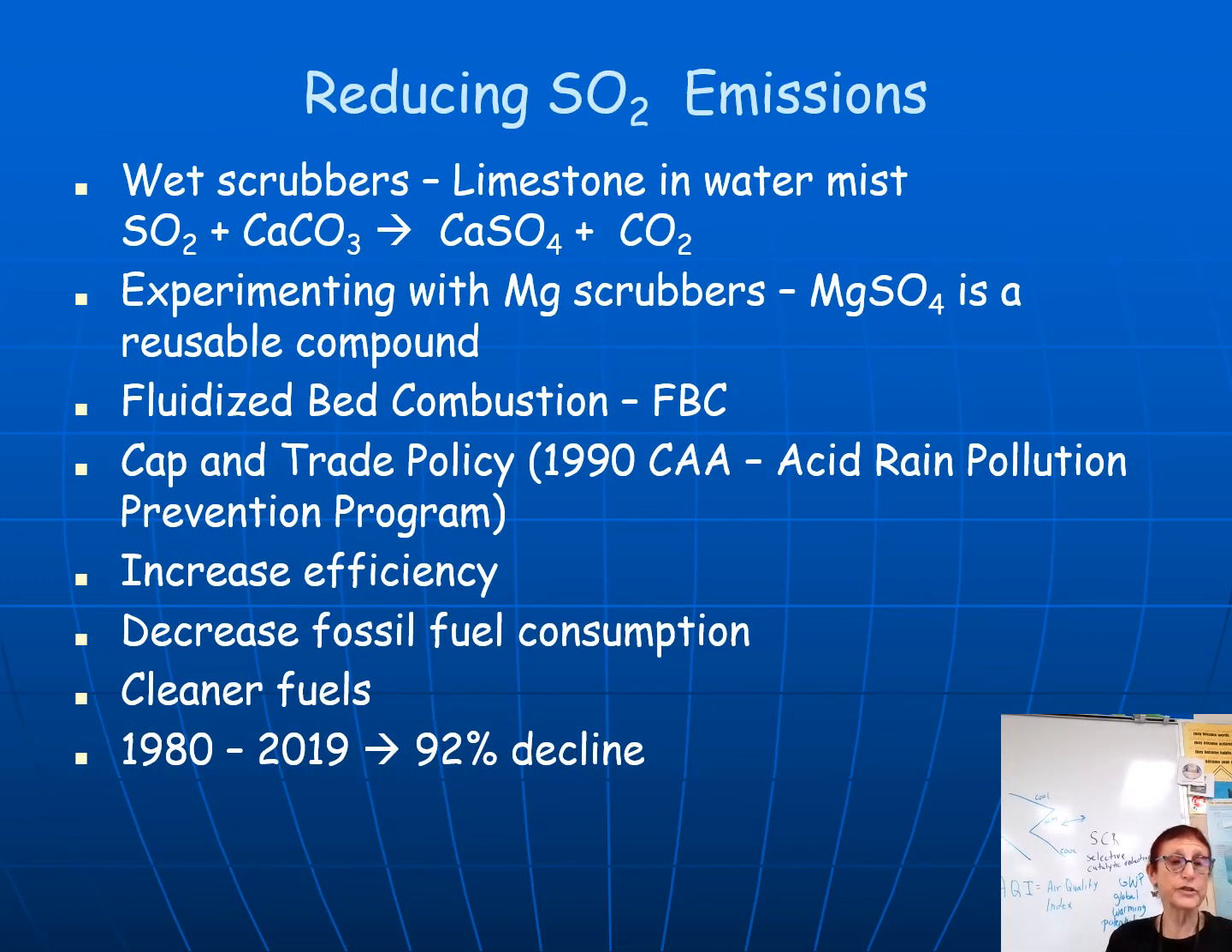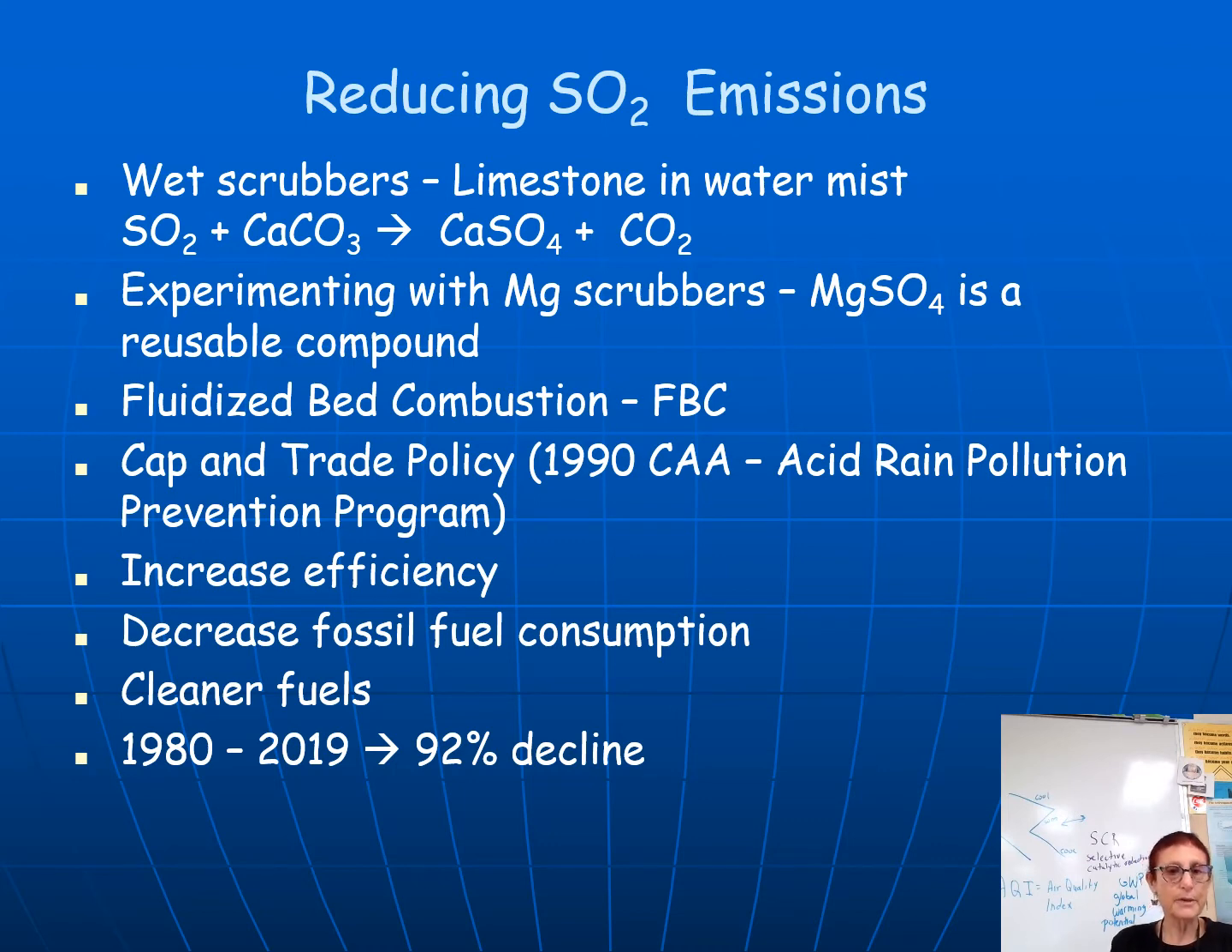So how do we reduce our SOx? So far we've talked about NOx, and now we're going to talk about SOx. Well, wet scrubbers. And we've talked about how wet scrubbers work before, using limestone in the water mist, and you're producing calcium sulfate, which drops out, and you put carbon dioxide out of your smokestack. They've talked a little bit about magnesium scrubbers, but it's not really been a go. We talked about fluidized bed combustion a few minutes ago, and that's also a way to reduce those sulfur oxide emissions.